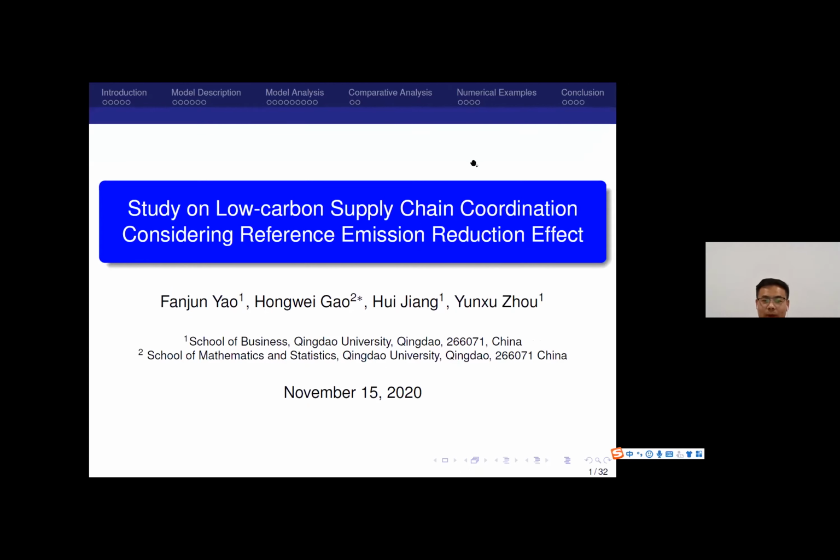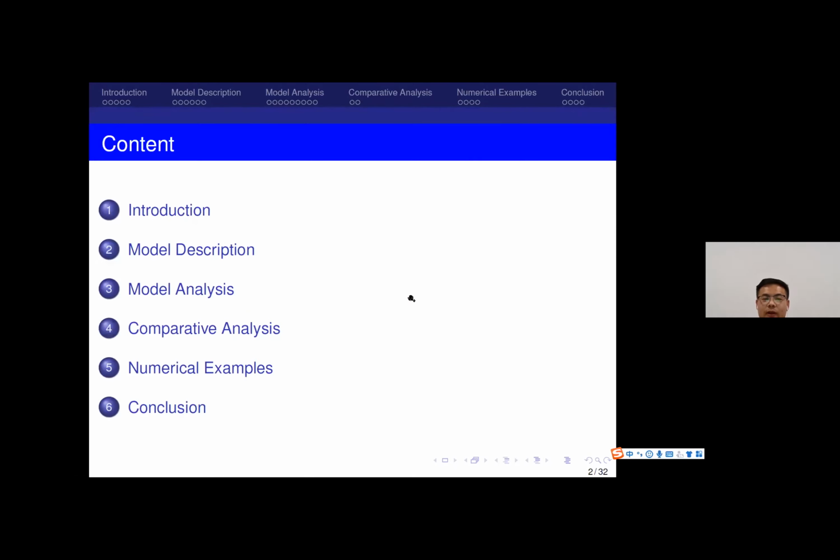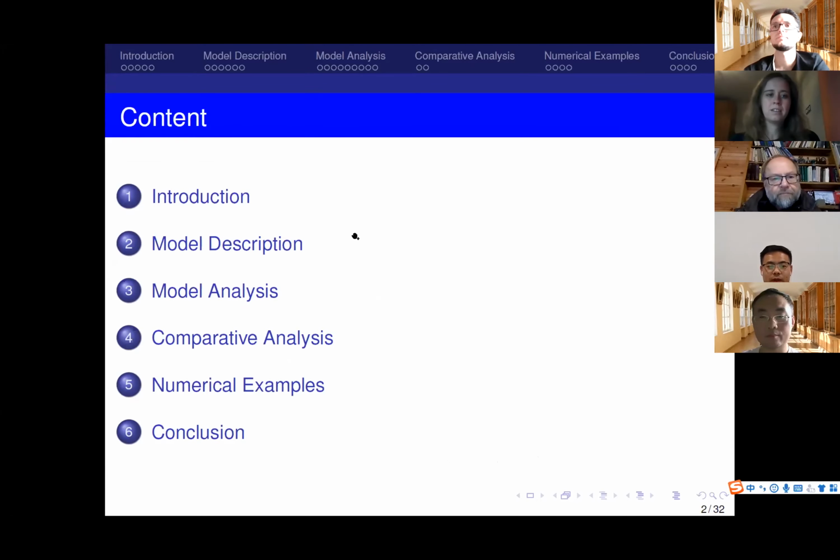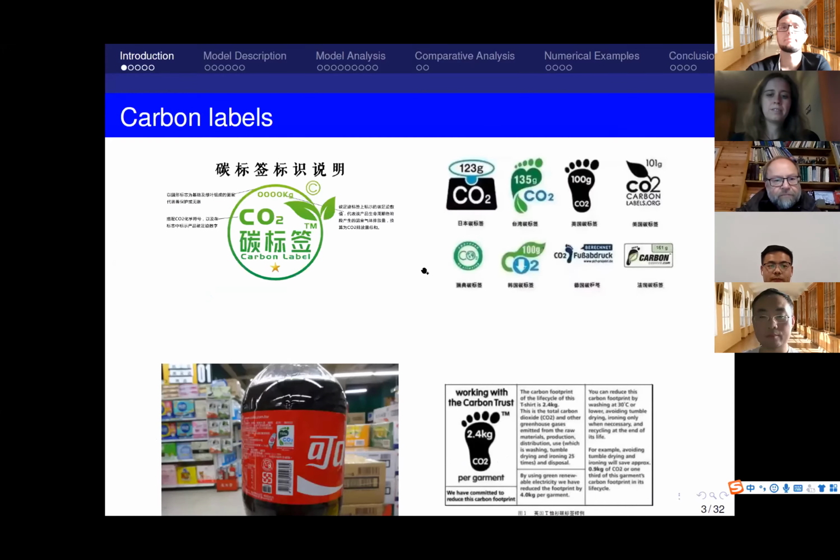The title of my presentation is Study on Low Carbon Supply Chain Coordination, Considering Reference Emission Reduction Effort. My presentation has 6 parts: the introduction, model description, model analysis, comparative analysis, numerical examples, and conclusion.